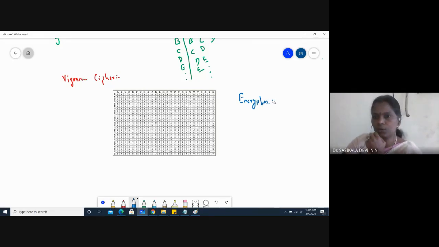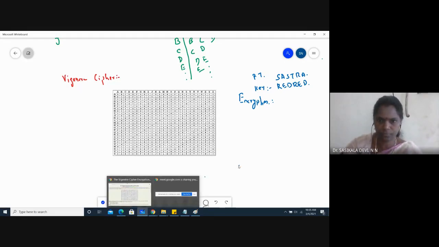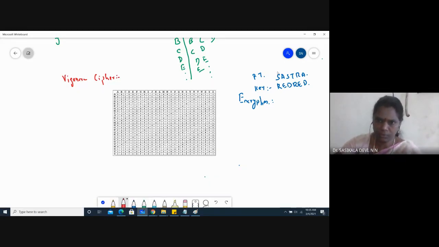For encryption, let us take my plain text as Sastra, and this is the key, Red. This is the plain text, and this is the key. What we have to do here is take out these two characters. Now take the plain text character and the key character, S and R.